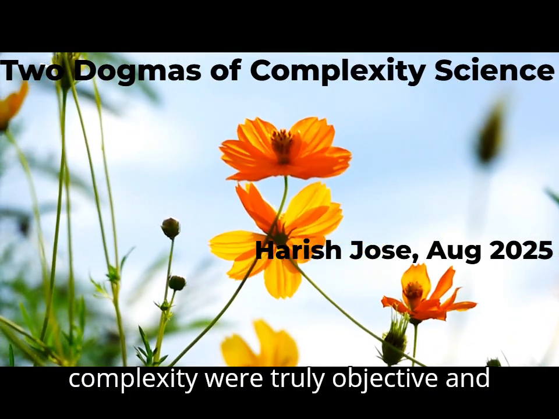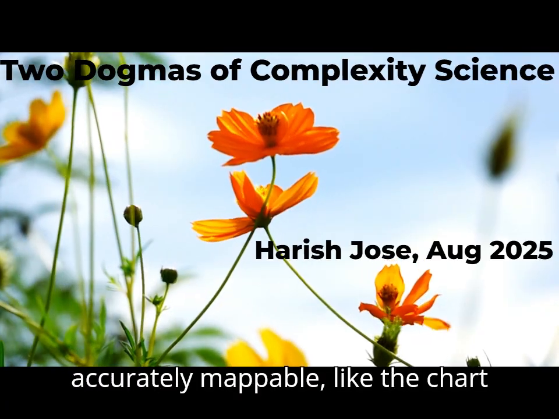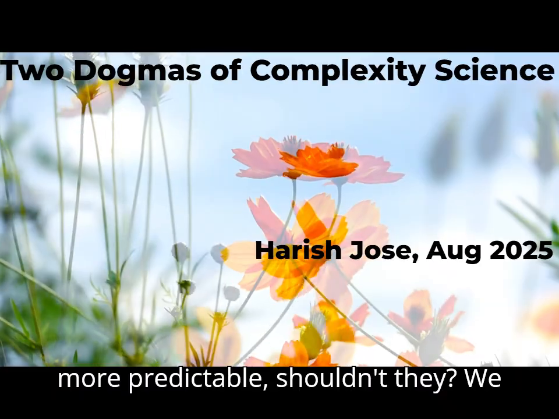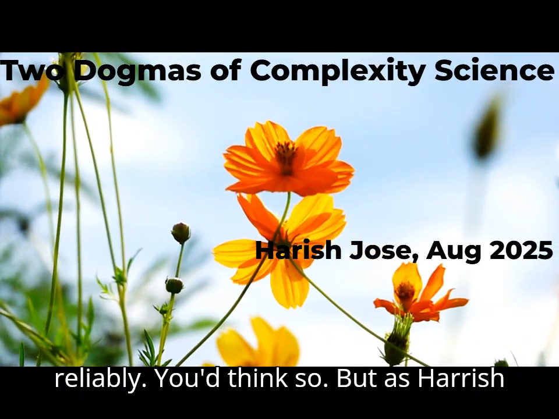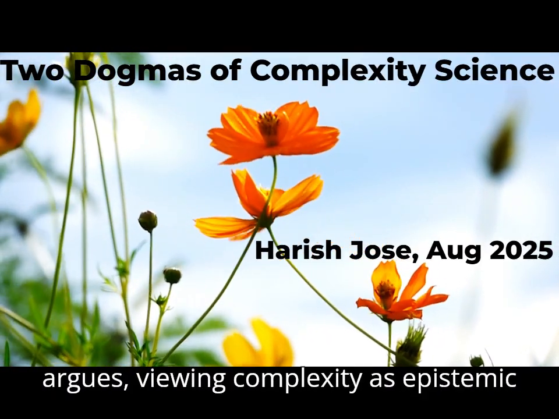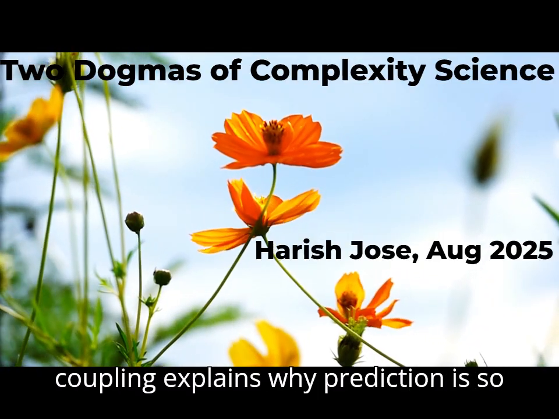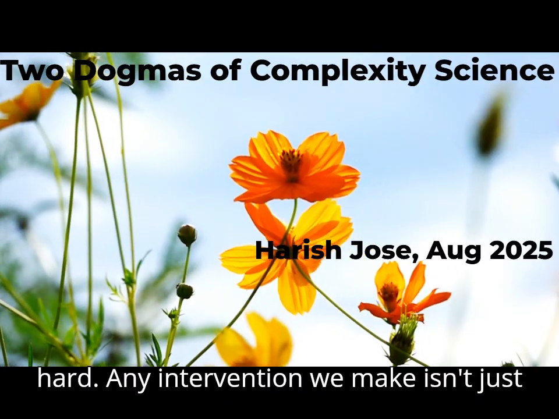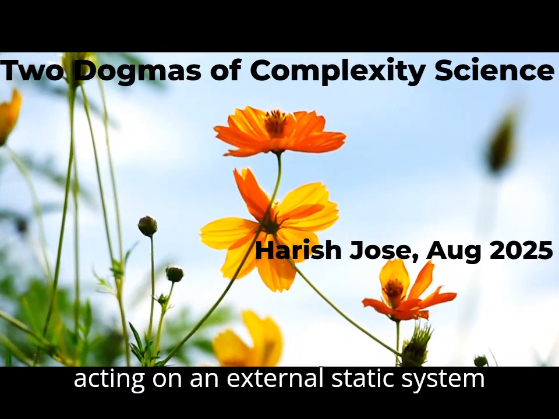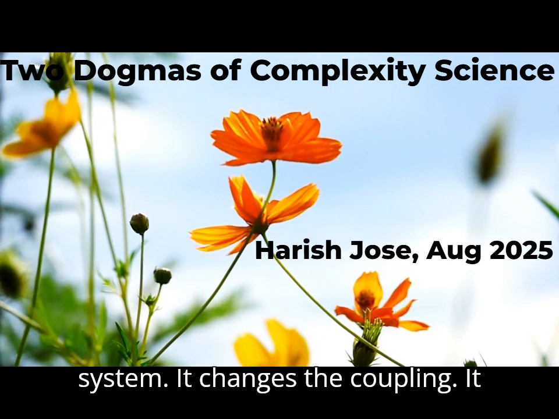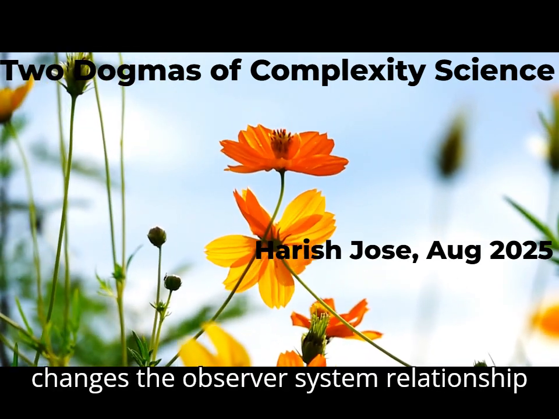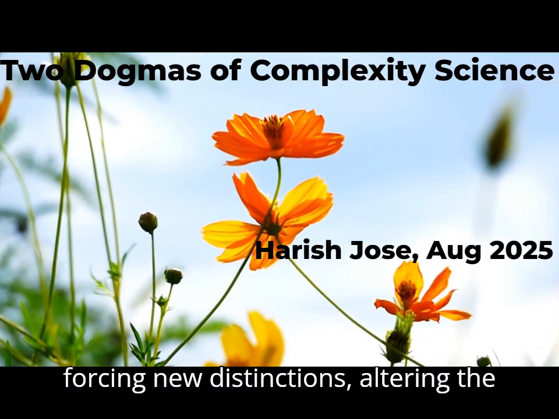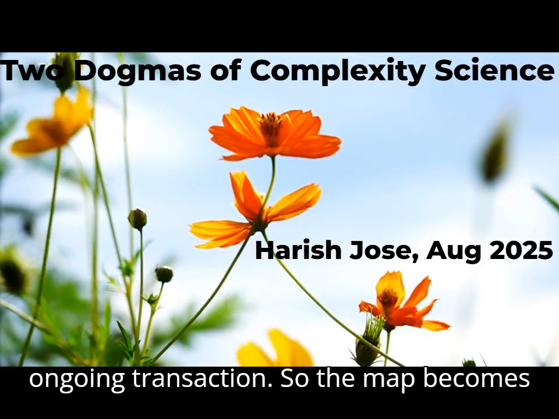Exactly. Now, if complexity were truly objective and accurately mappable, like the chart suggests, our interventions should be far more predictable, shouldn't they? We should be able to engineer outcomes more reliably. You'd think so. But, as Harris argues, viewing complexity as epistemic coupling explains why prediction is so hard. Any intervention we make isn't just acting on an external, static system depicted on our map. It changes the system. It changes the coupling. It changes the observer-system relationship itself. Our intervention becomes a new stimulus, prompting new responses, forcing new distinctions, altering the ongoing transaction.